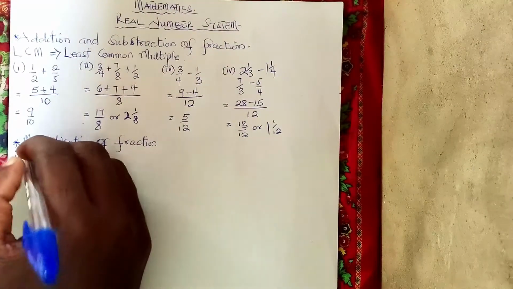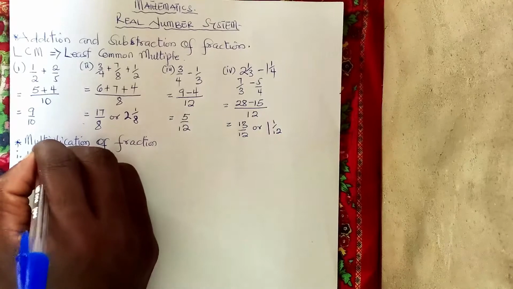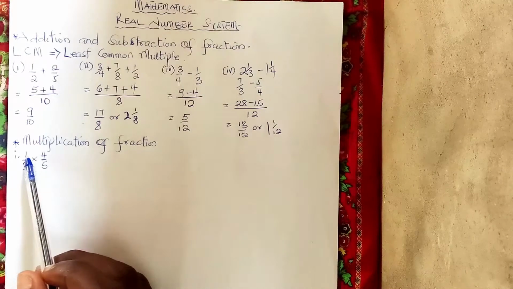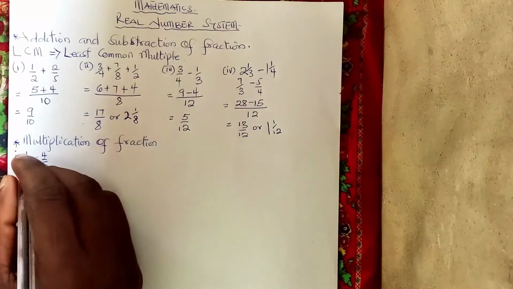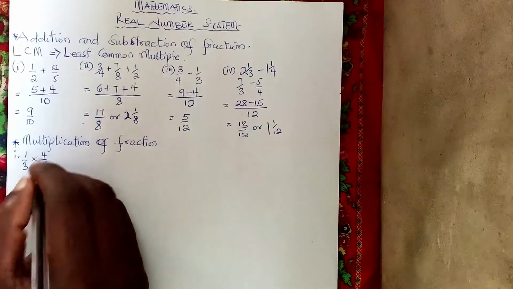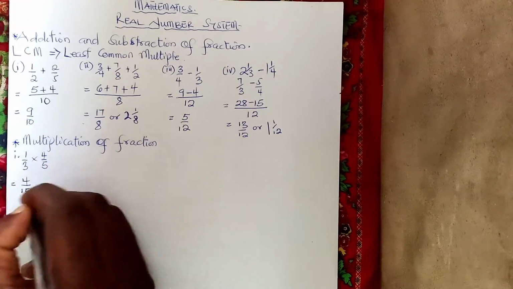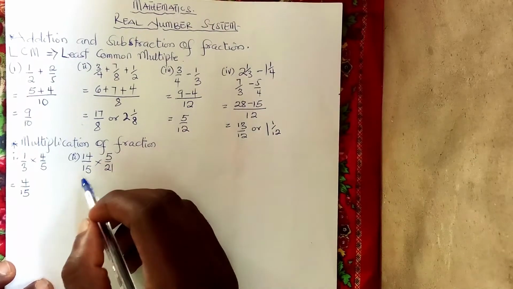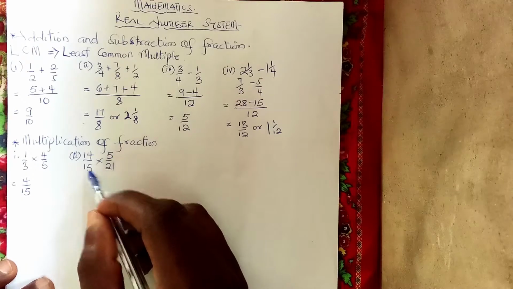That's the first example. We have 1/3 times 4/5. With this, we multiply the numerators and we multiply the denominators. So we have 1 times 4, which is 4, and 3 times 5, which is 15. That's our first example. We have 14/15 and 5/21. Let's multiply the numerators and also multiply the denominators.